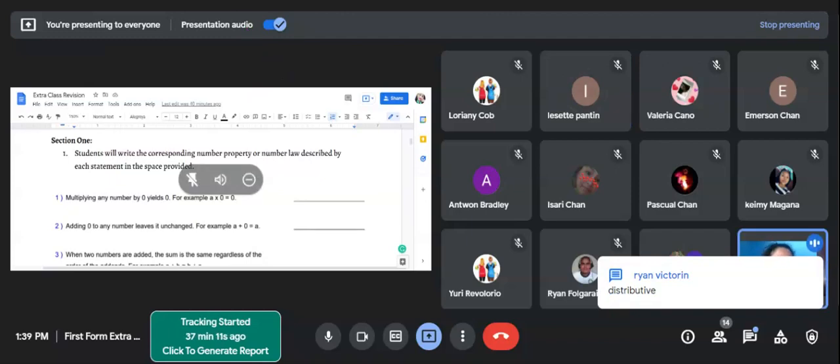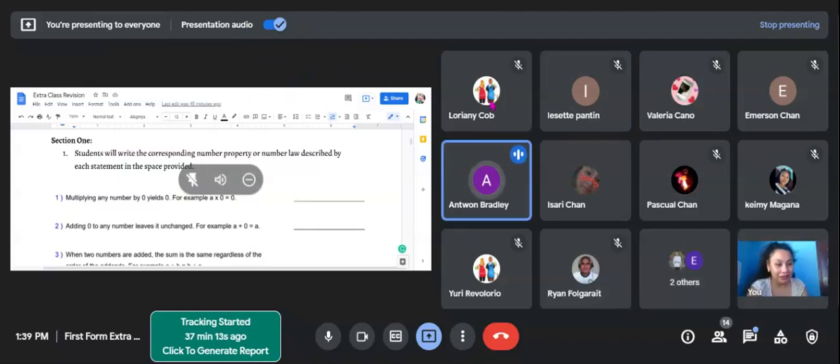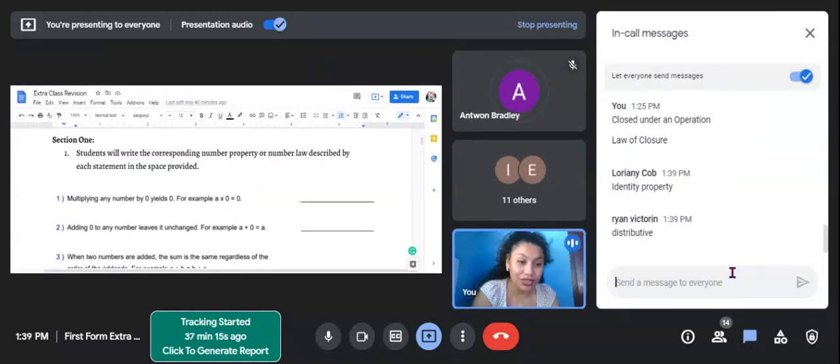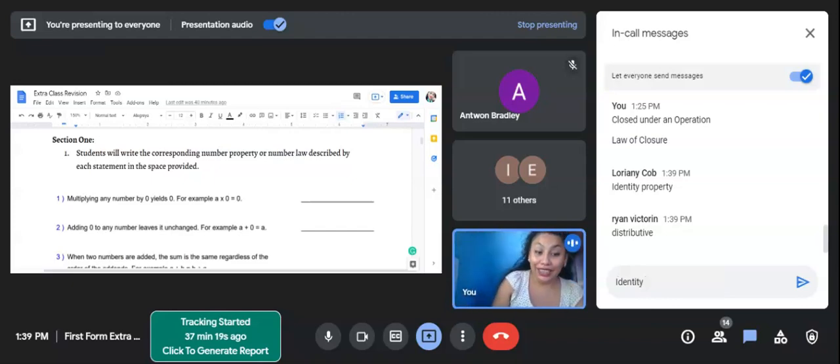Do you want me to put the 10 things in the chat? Would that be easier for you guys? Yes, miss. So you guys can choose from there? Okay. Give me a few minutes so that I can type all of it. Nobody send anything in the chat, right? So I'm just gonna list it right now. So don't send anything right now.